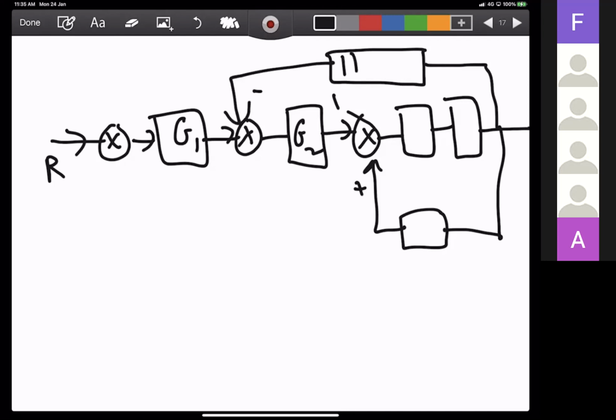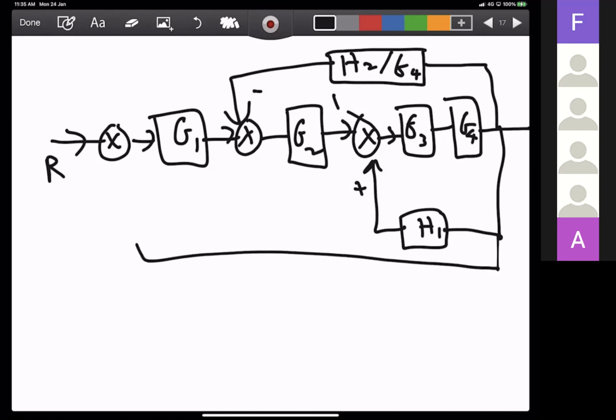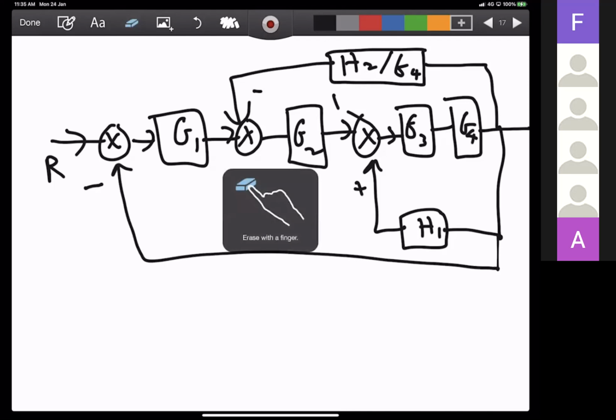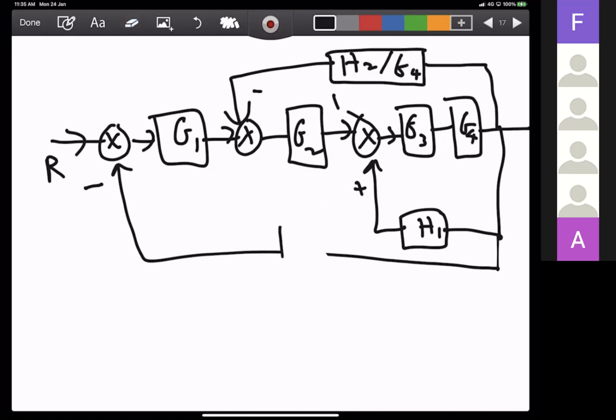So kita pindah belakang, dia akan jadi H2 over G4. Okay. So this G3, G4, H1, dan ada satu lagi yang panjang. Negatif. H3. Okay.